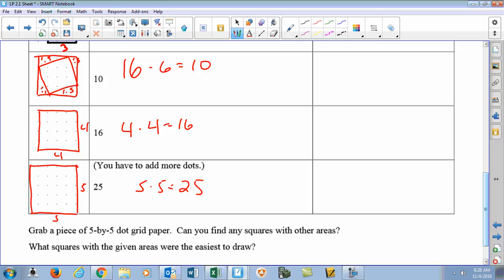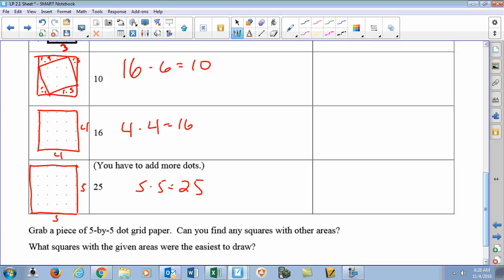So you notice the perfect squares on this sheet were a 1 by 1, which gave us an area of 1, a 2 by 2, which gave us an area of 4, a 3 by 3, which gave us an area of 9, a 4 by 4, which gave us an area of 16, and a 5 by 5, which gave us an area of 25.